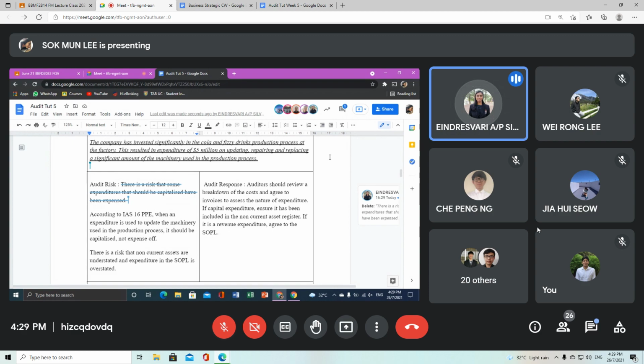So basically the audit risk here is the risk that expenditure which does not meet the capitalization criteria, or revenue in nature expenditure, is wrongly capitalized. And how do you know what is the updating cost? Did the question give you the breakdown for updating cost, repairing cost, replacement cost? Did they explain to you what are the things that they update?